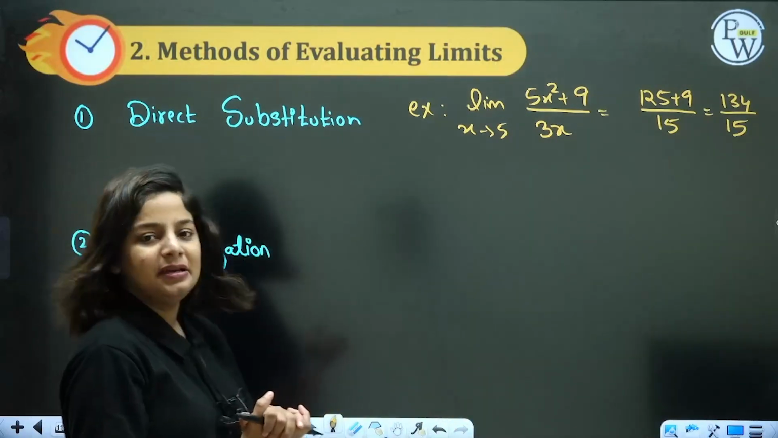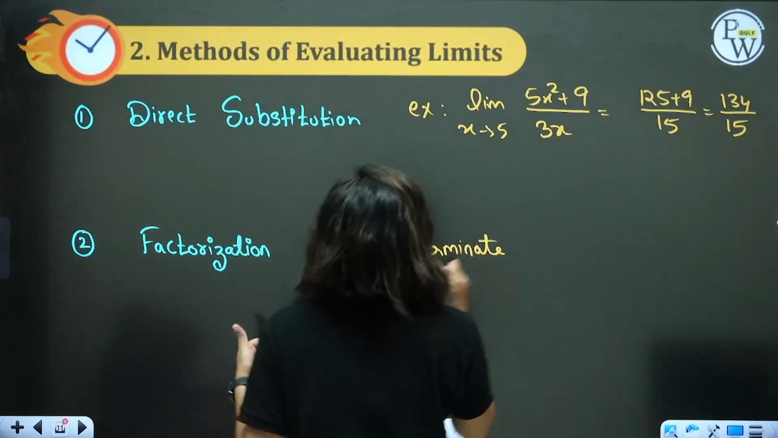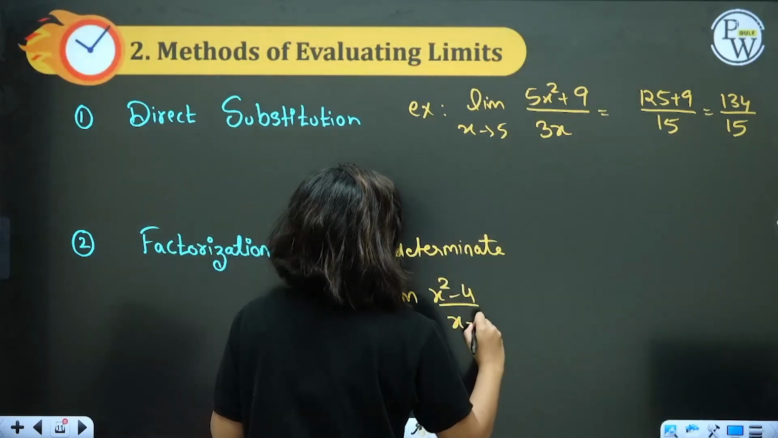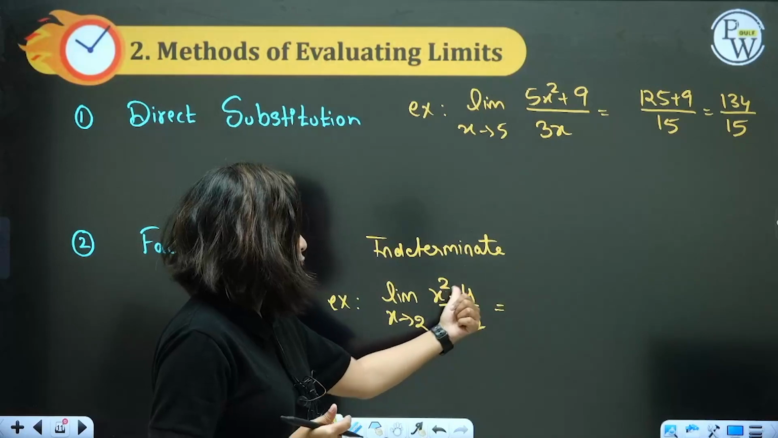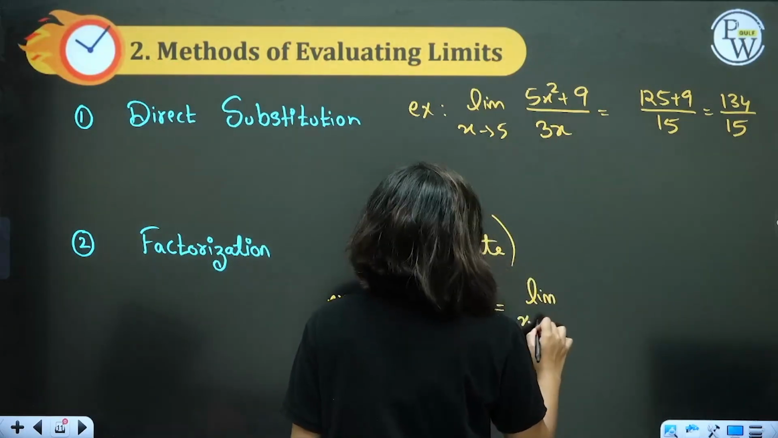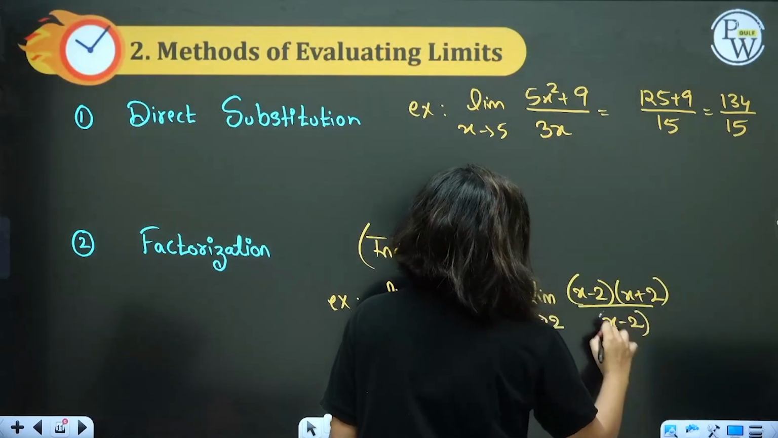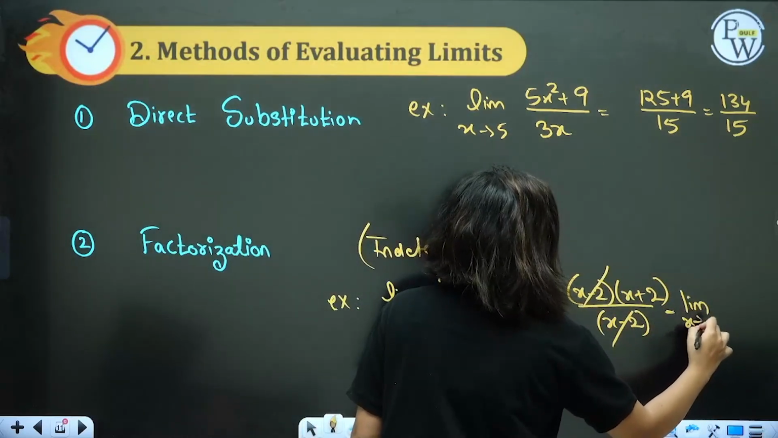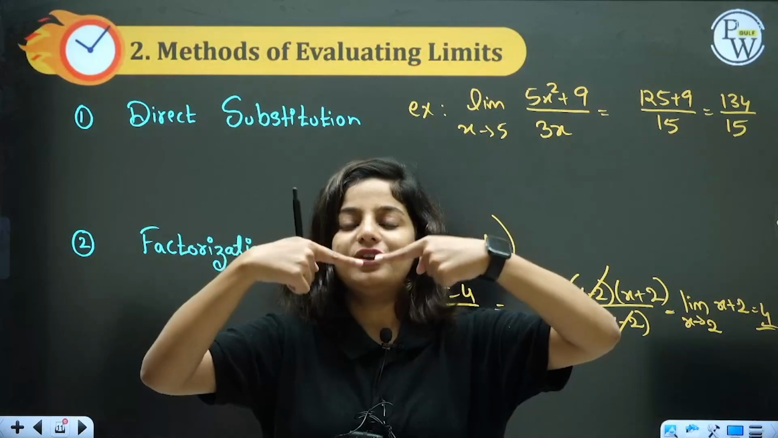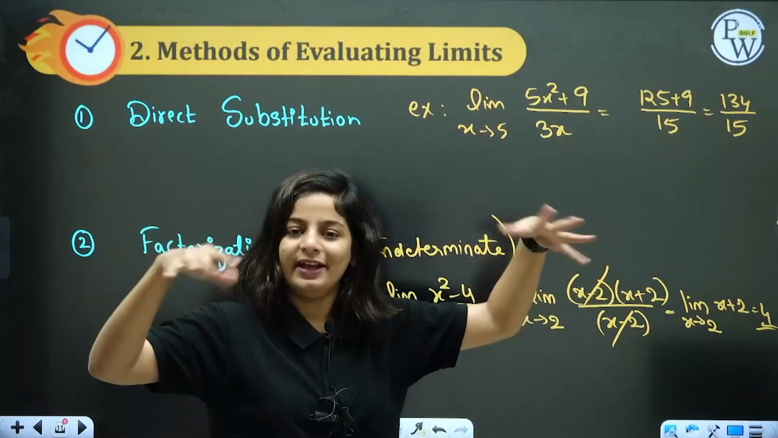But factorization, the second method, when do we use it? Whenever you have an indeterminate form. The simplest example I can take is the function we were struggling with earlier. If I directly put x as 2, I'll get 0 by 0, which is indeterminate. So try to simplify it, try to factorize it. If you can factorize, that will be great. x minus 2, x plus 2 upon x minus 2. x minus 2 cancels and we are left with limit x tends to 2 of x plus 2. 2 plus 2, answer is 4. Can you see? The left hand, right hand limit was also giving me the answer as 4, and this method is also giving me the answer as 4. This is the algebraic way of solving. That was the long, graphical way of solving.